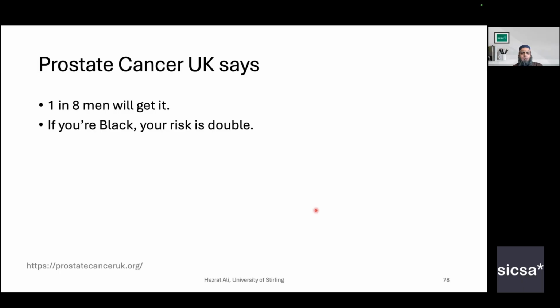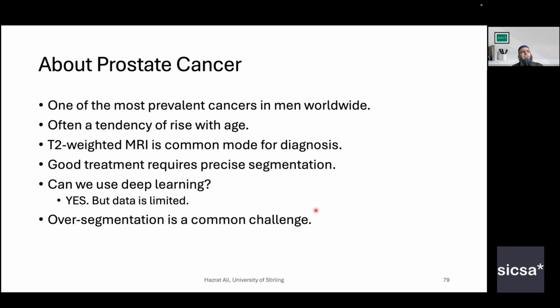Surprisingly, if you are a black individual, your risk of getting prostate cancer is double. It's quite a challenging one to detect in terms of clinical detection because there are no obvious symptoms for quite some time. Even if you have developed prostate cancer, the symptoms it brings can be easily confused with a urinary tract infection or difficulty in releasing your urine. So it might not be very obvious.